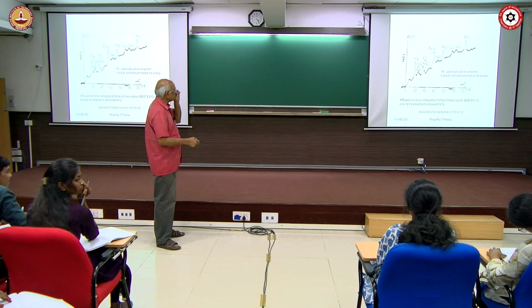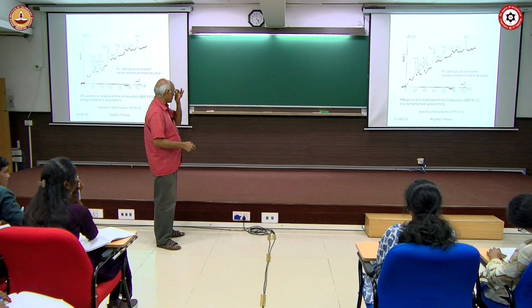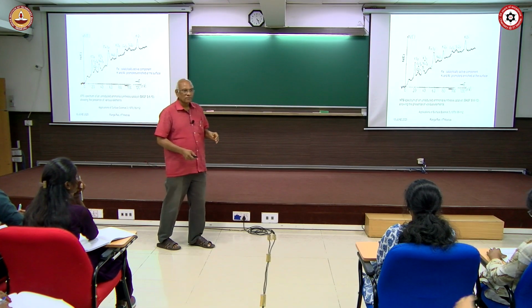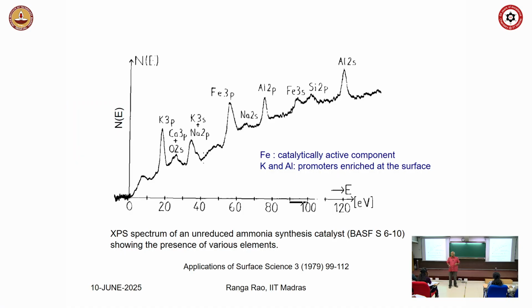Okay. This is an XPS spectrum of an ammonia synthesis catalyst. What is ammonia synthesis catalyst? Haber process, you know. Iron, right. So, somebody has analyzed this. It says the ammonia synthesis catalyst has potassium, iron, aluminum, silicon, oxygen, etc.